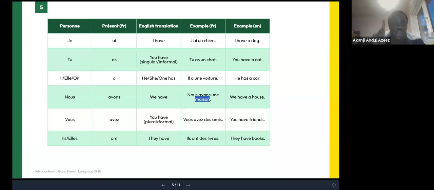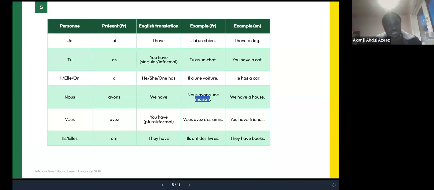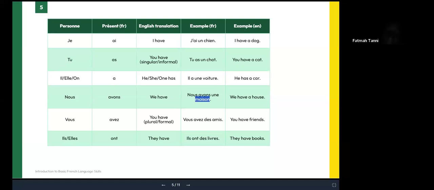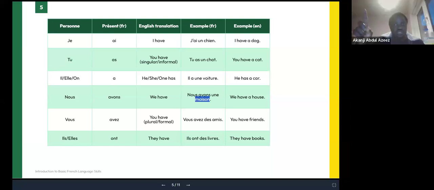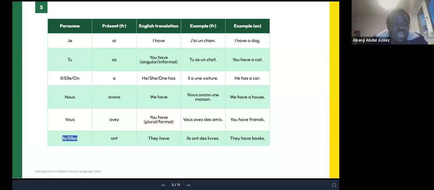We say une maison, one house. Des maisons, many houses. But une maison is just one house. Understand now? Now, the last one we have here is il, or elle. Like we have il and we have elle. You can see how they put an s at the end. But when you pronounce it alone, we don't put the s. You call it il. Understand now?